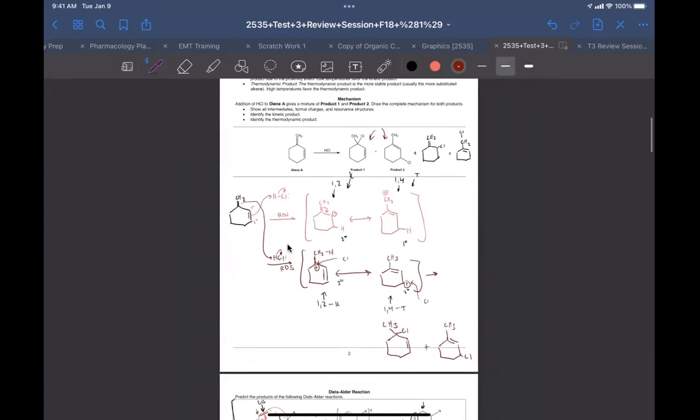Drawing out those products is already pretty handy enough. It'll get you your points because you know what's happening, you know what's going on. But there might be a question: which one's the thermodynamic, which one's the kinetic product? Well, we were able to identify that because we just label it as our 1,2 or our 1,4 addition.